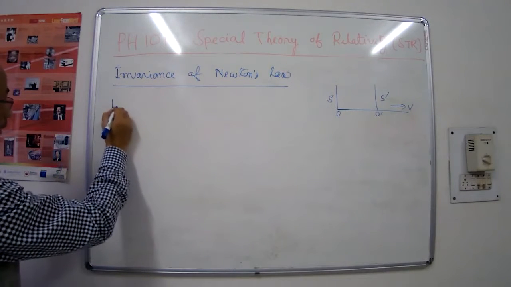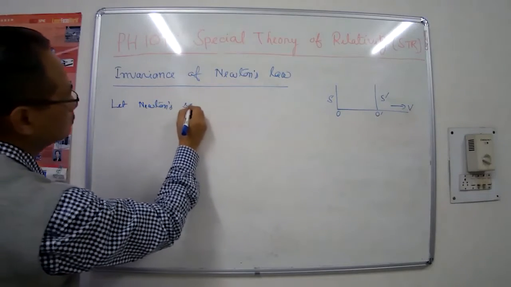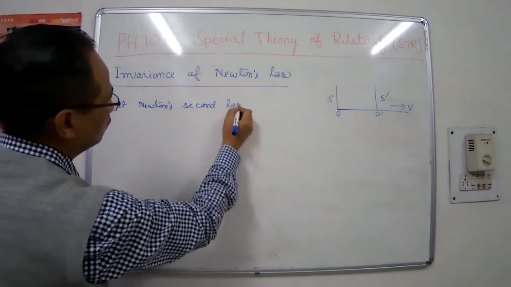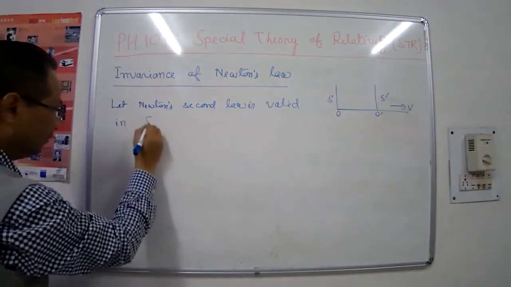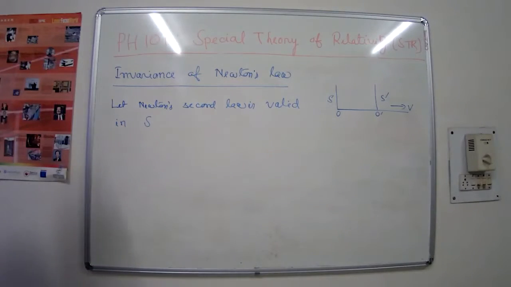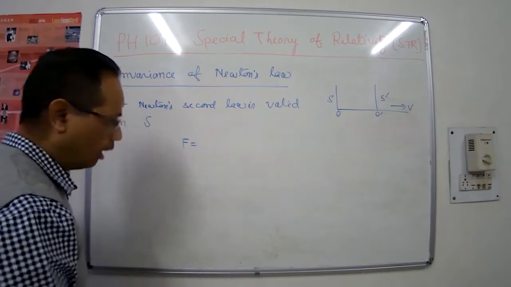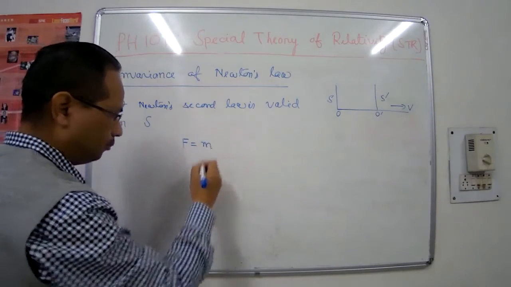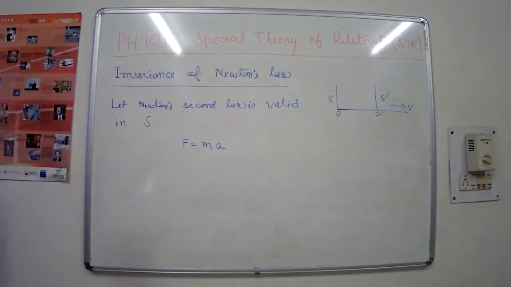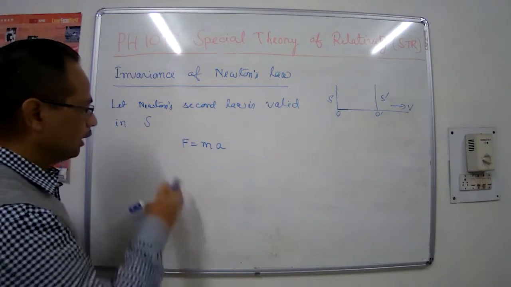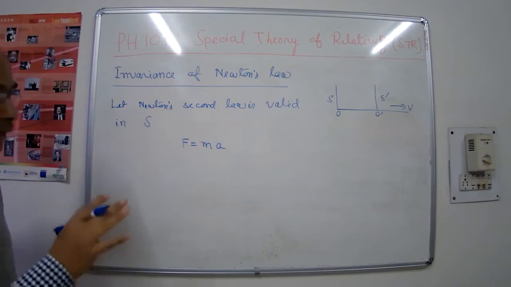So let Newton's second law be valid in frame S. That means if I make a measurement of force, which comes out to be F, on a body of mass m, which is moving with an acceleration a, I'm not giving the vector sign, but you know that F and a are vector quantities. So F equal to ma is Newton's second law of motion, which is valid in frame S.